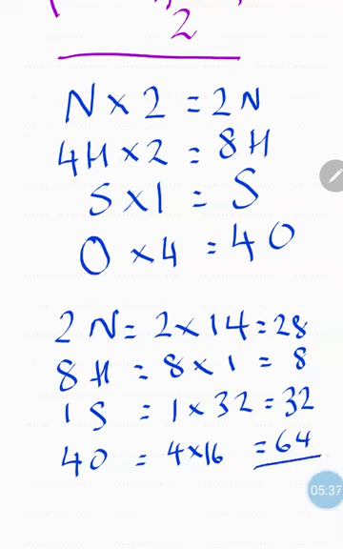Let's add it all up. 28 plus 8 is 36, plus 32 is 68, plus 64 is 132. So your formula mass is 132.